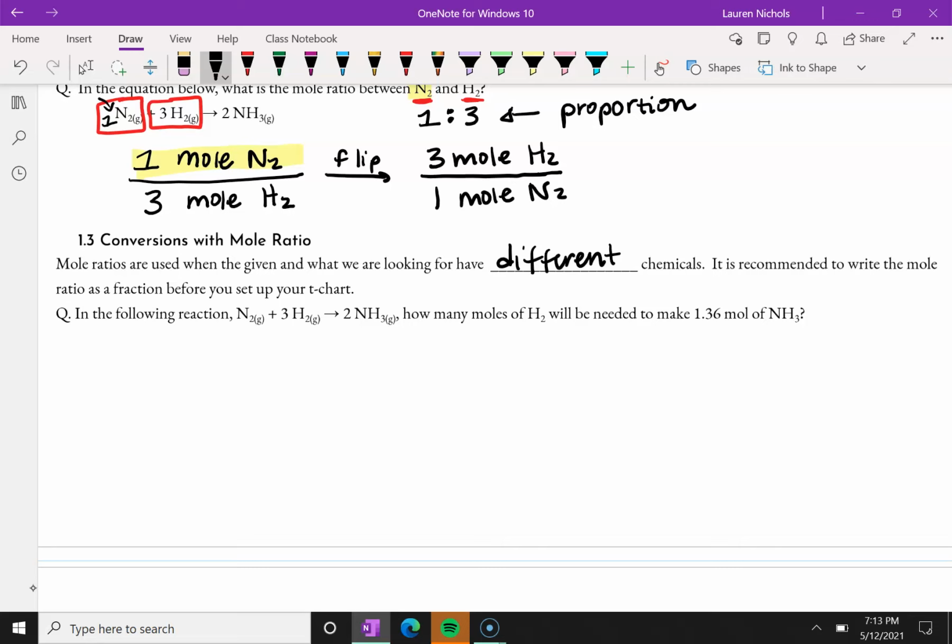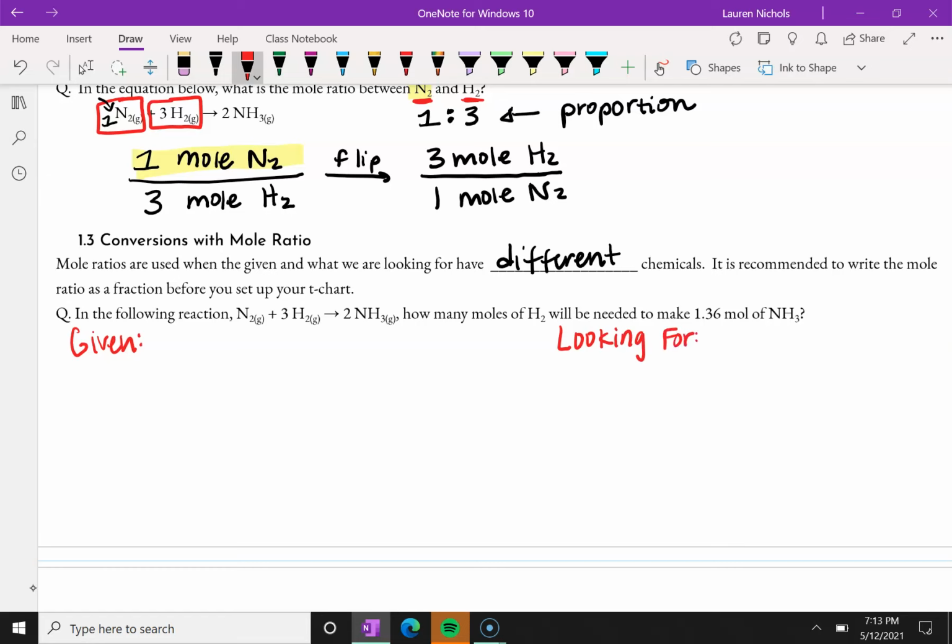Okay, so our question says, in the following reaction, nitrogen gas plus 3 moles of hydrogen gas produce 2 moles of NH3 gas. How many moles of hydrogen will be needed to make 1.36 moles of ammonia, which is NH3? So remember, when we start out these problems, the first thing we do is we label what we're given and what we are looking for, or what we're trying to find in the problem.